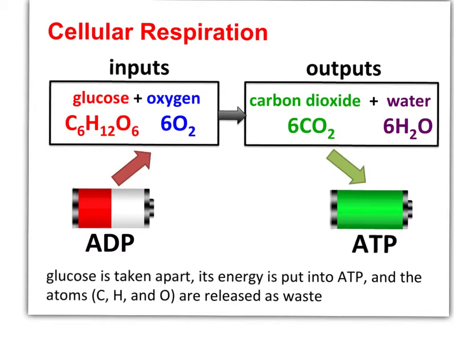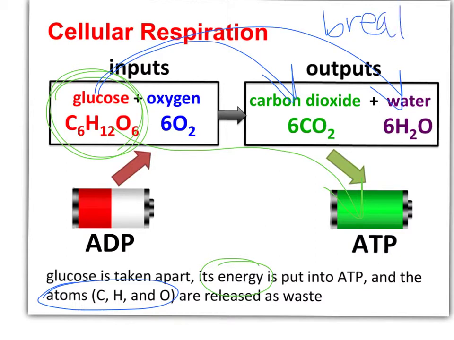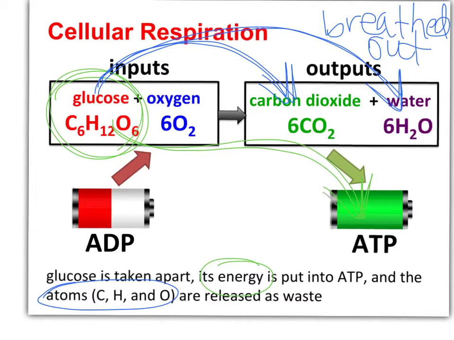So just to recap what happens in cellular respiration, glucose gets taken apart, well, bam, explode the glucose, burn the glucose. The energy gets put into ATP, and the atoms, carbon, hydrogen, and oxygen, are released as waste. And we talked about how those in an animal get breathed out. So when you burn your food or you burn fat, all the atoms ultimately get breathed out, and the energy gets transferred into ATP so that it can be used by the cells and by the body.